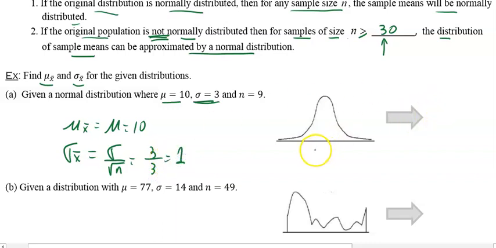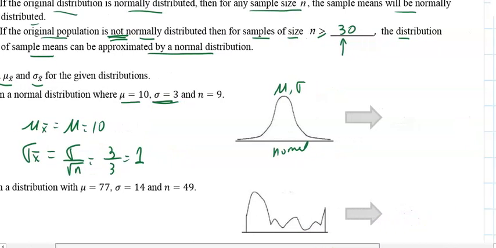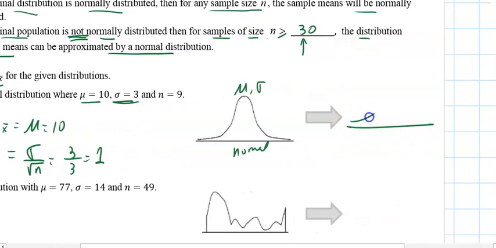So here we have a population that is normal, given the mean and the standard deviation. Then what we get is a normal distribution with the mean of x bar, which is our sample mean, and this is still normal. Not a big deal, because any sample of a normal distribution is normal.